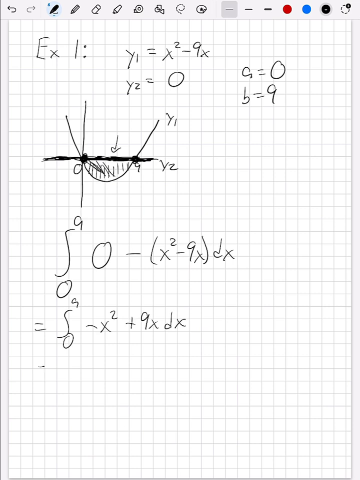Now I just do the integration, and so I get negative x cubed over 3 plus 9x squared divided by 2. And I don't have to add plus c because I have defined limits. Then I just plug in my upper limit and subtract my lower limit. Of course, my lower limit here is 0, so I'm just going to plug in 9.